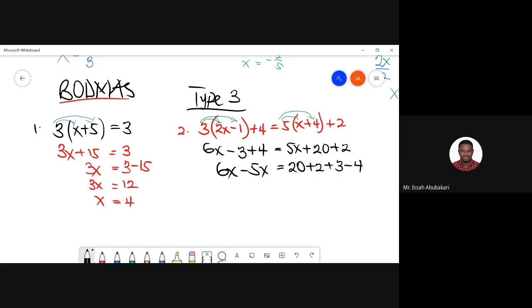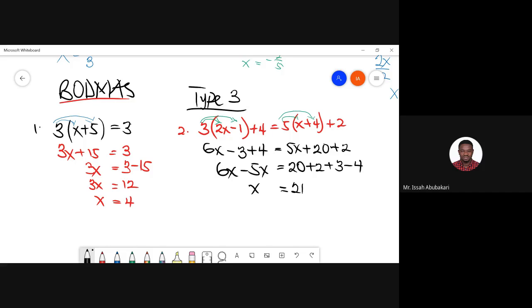Right? Now let's simplify. 6x minus 5x is x, is equal to, the whole of this will give us what? 21, right? So we have 21. Our x is equal to 21.